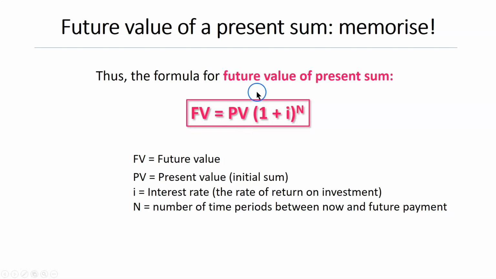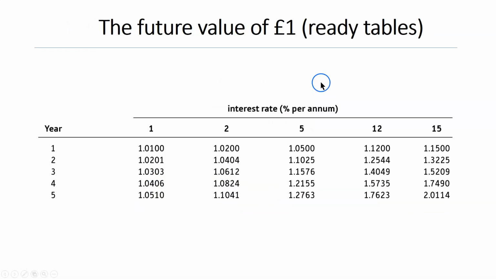Future value is calculated as present value times your compounding factor raised to power n, number of periods between now and future payments. When you start working in the industry, you might be able to use the ready tables. There are financial tables which give you the future value of £1 calculated for different number of periods and at different interest rates. So sometimes you might be able to save a little bit of time and just rely on the ready tables. Just be aware that they exist.